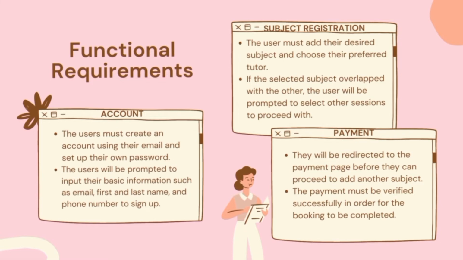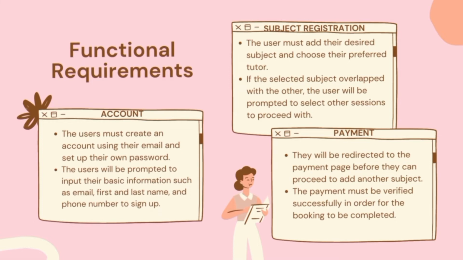During the process to sign up for an account, the users will be prompted to input their basic information such as email, first and last name, and phone number. Once they have successfully signed up for an account, a link will be sent to their email to verify the email used for the sign-up process. After that, users can log in into the system as usual and access all the features available.